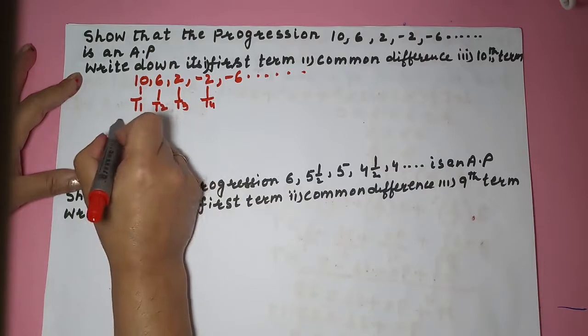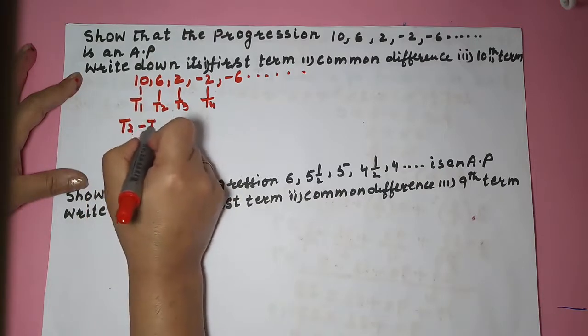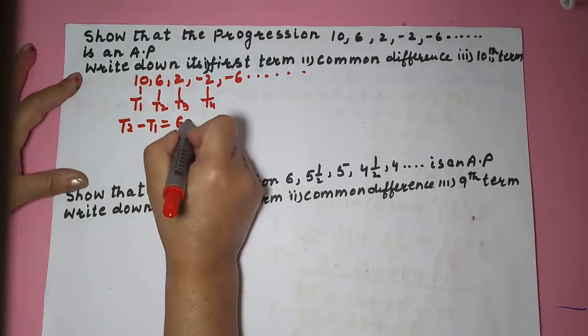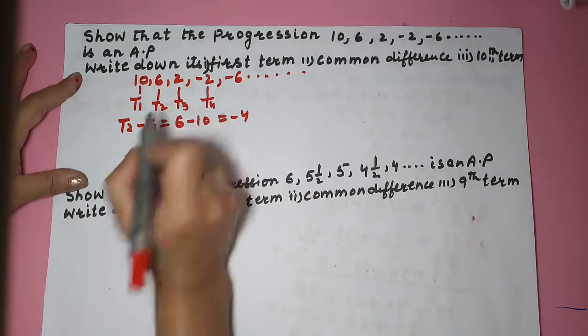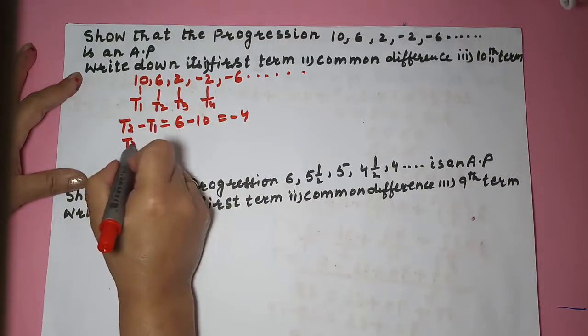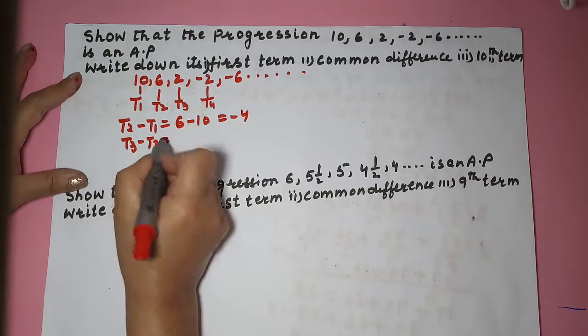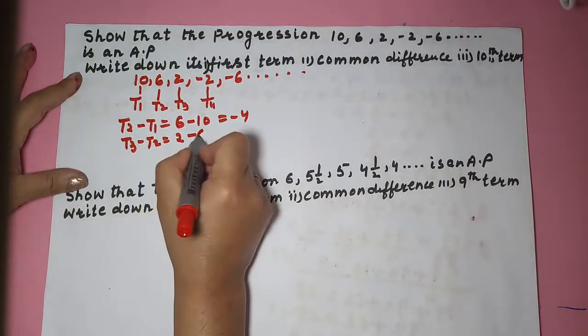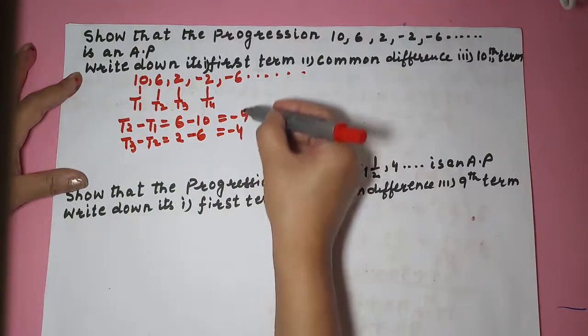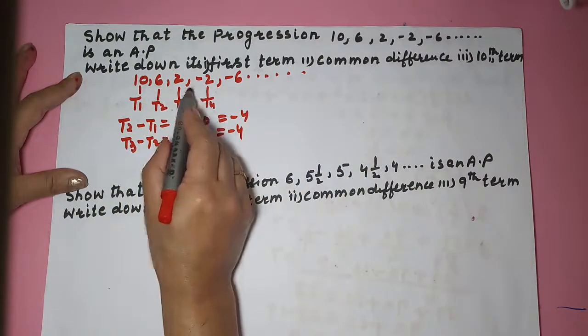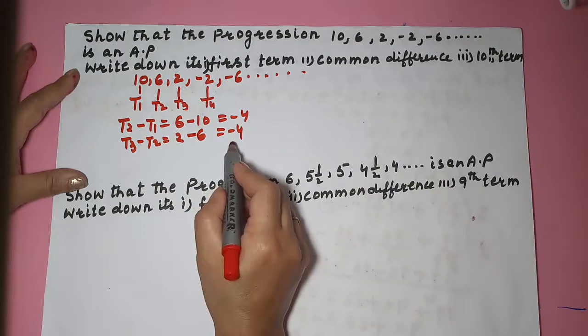So let's calculate. Let's see what T2 minus T1 is. Is it 6 minus 10, which is minus 4? Let me calculate T3 minus T2. How much is that? 2 minus 6. Is it minus 4? Yes, I am getting a constant difference between these terms. So this is an AP. Confirmed, right?